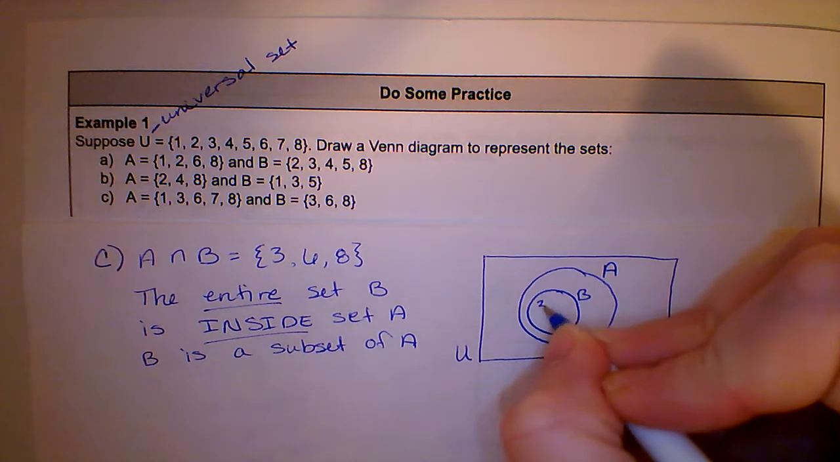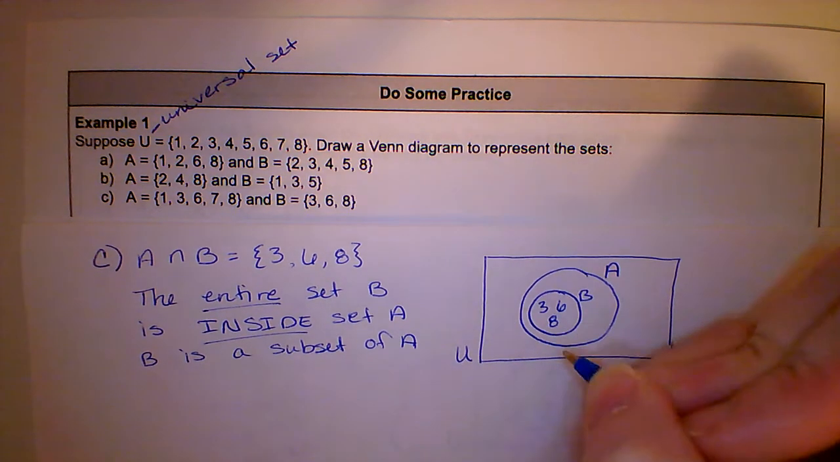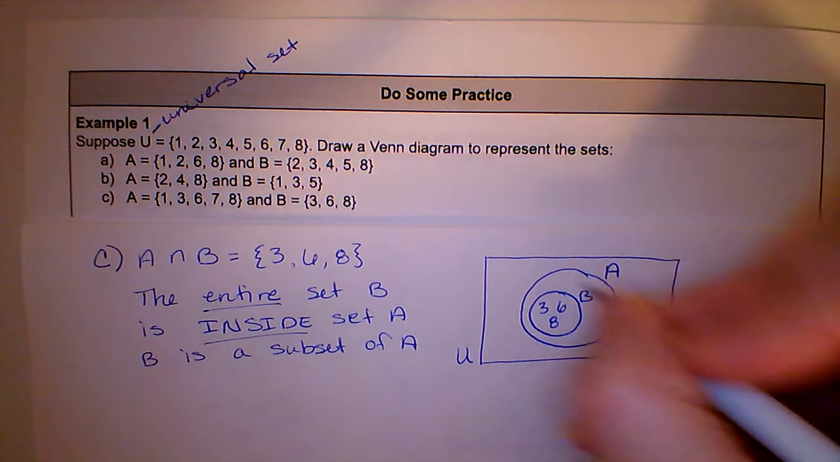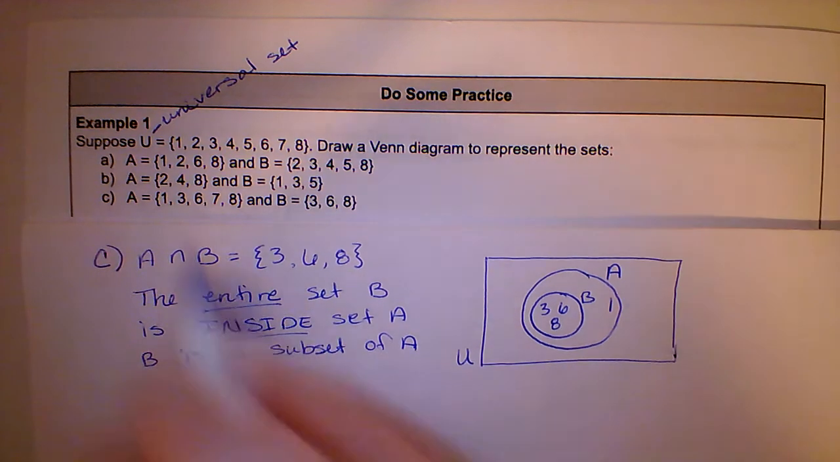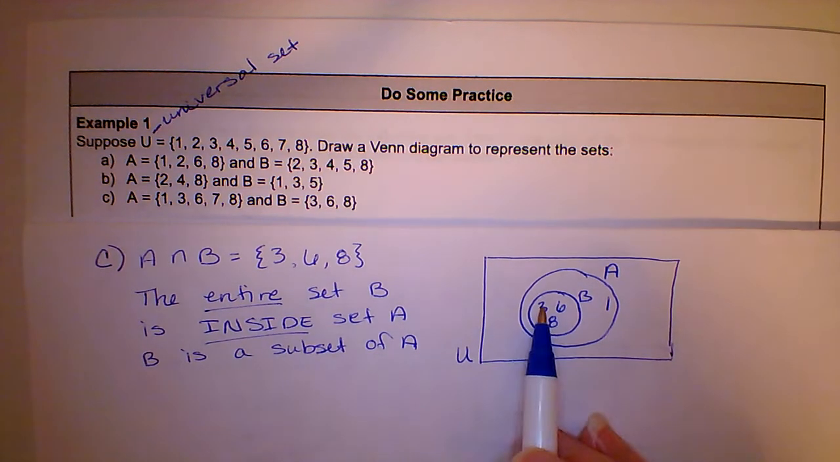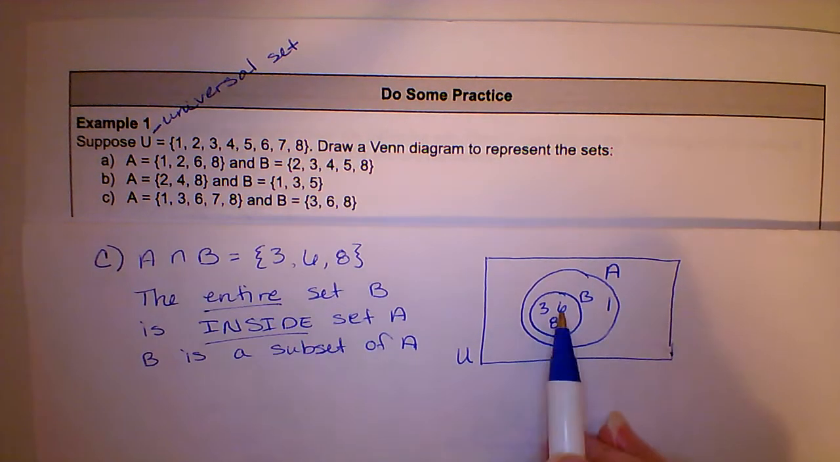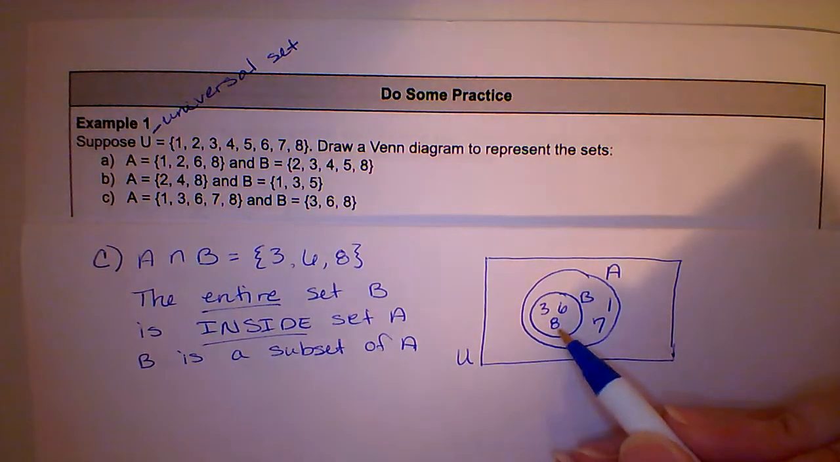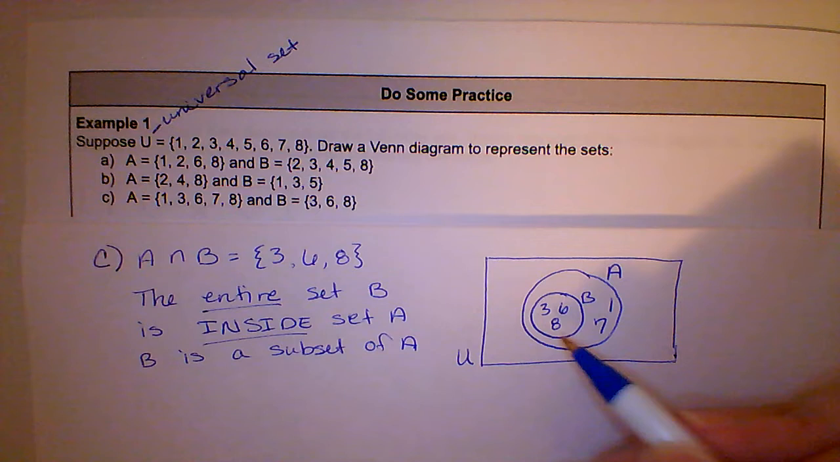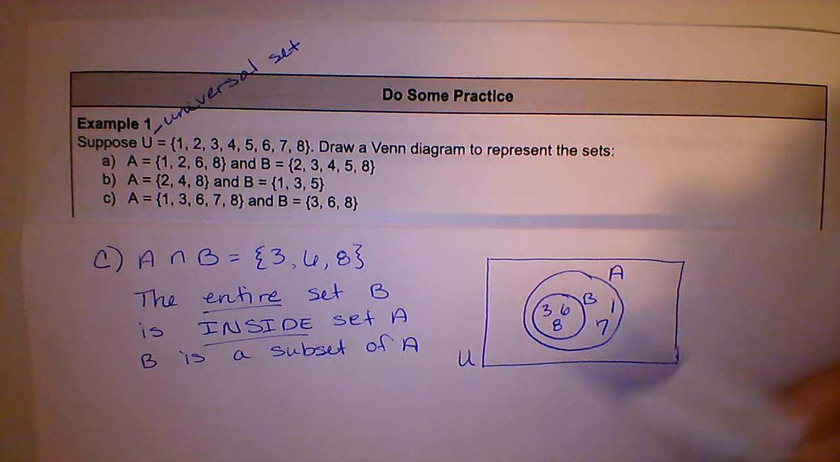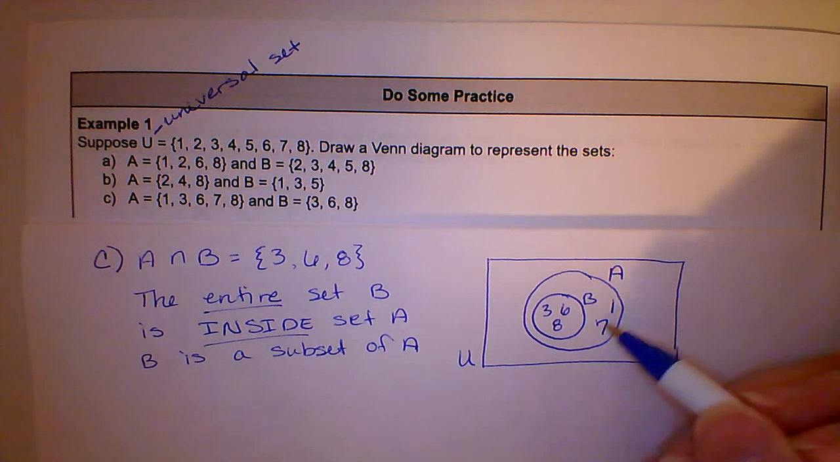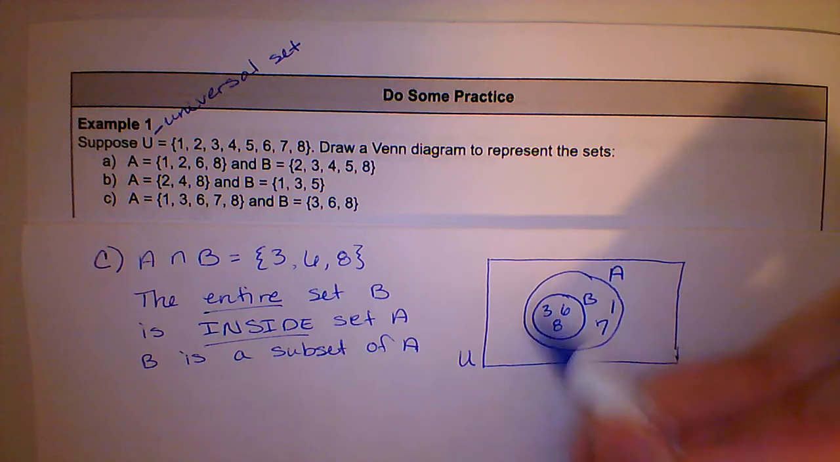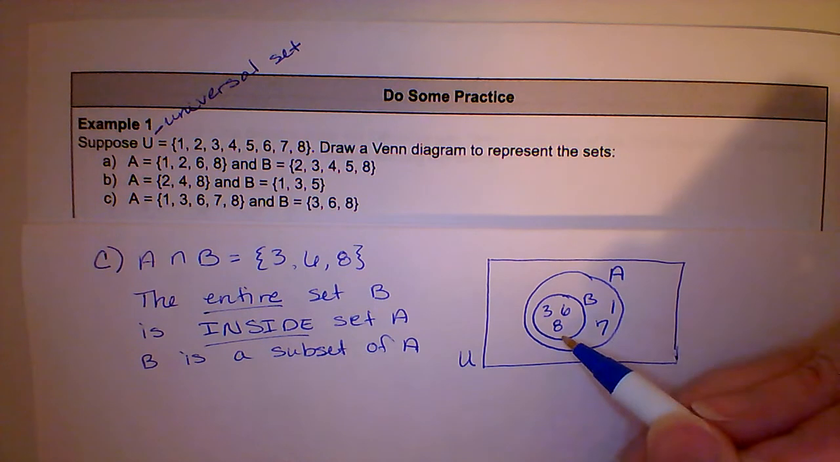So set B has 3, 6, and 8. Set A has 1, 3, but I've already got 3. 6, but I've already got 6. We need a 7. And then 8, but I've already got 8. So notice, all of these are inside circle A. 1, 7, 3, 6, 8. All of these are inside set A.